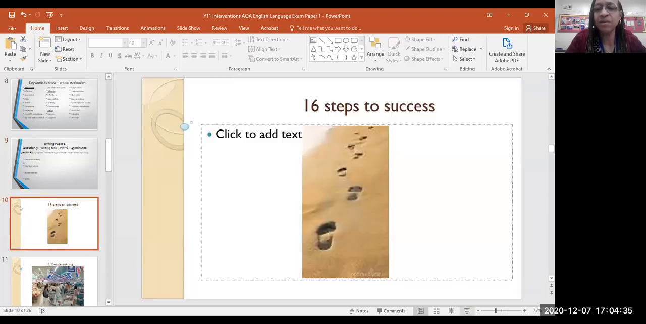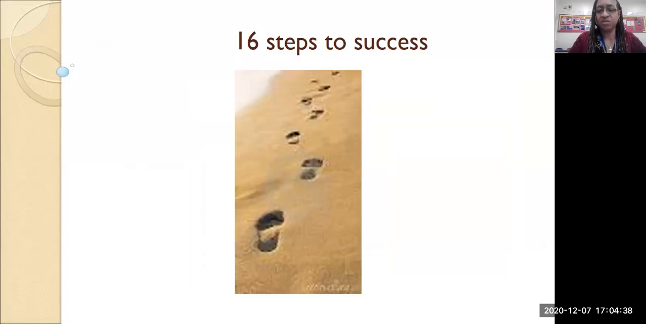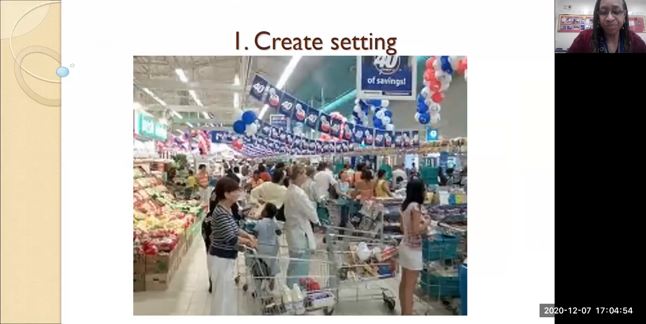And I call it my 16 steps to success. So I'll go through this quickly, and you may take notes, or I will try to upload this onto Show My Homework if you find it helpful, and then you'll be able to keep that. So my 16 steps to success.